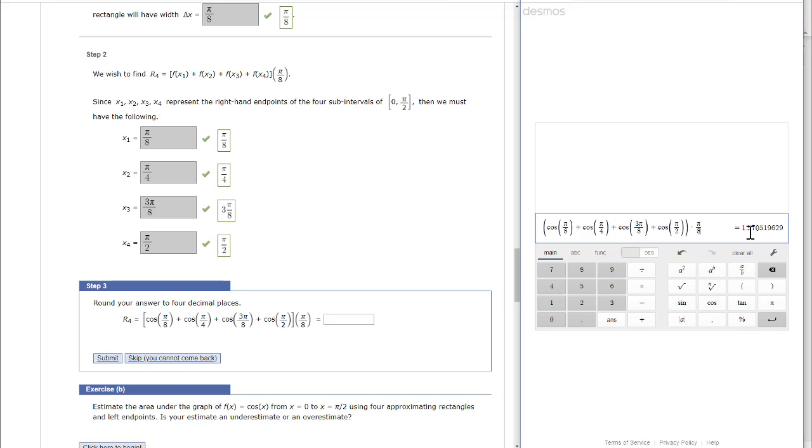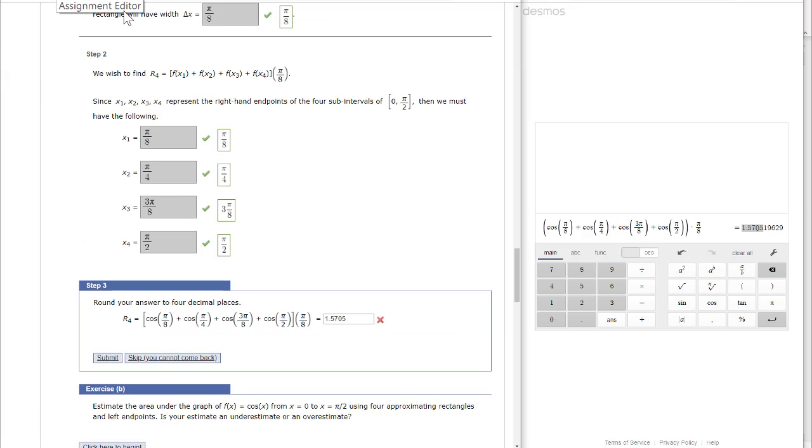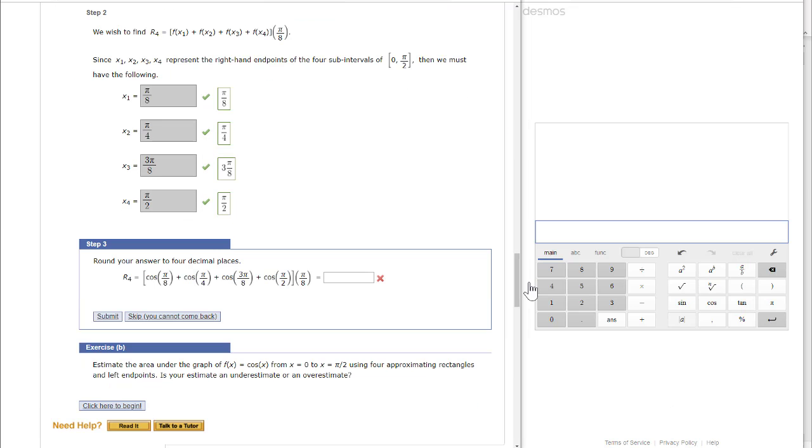Okay, so it looks like our result here, rounded off to 4 decimal places, is 1.5705. Okay, so I think our mistake was that we're supposed to be in radians. So let's try that again.